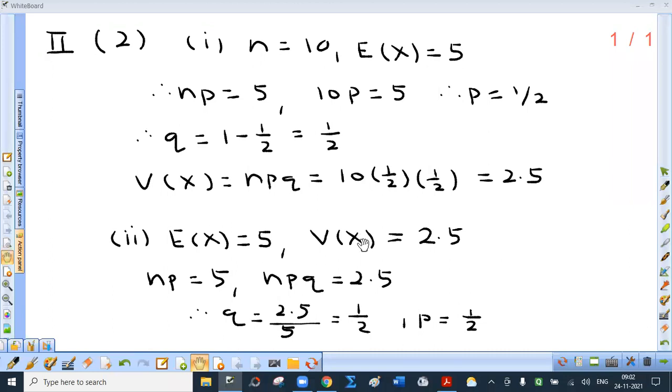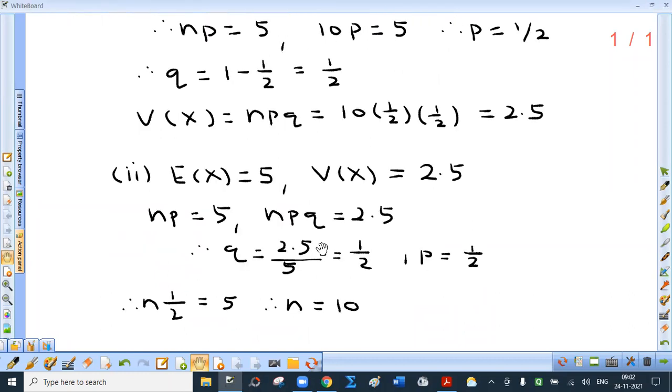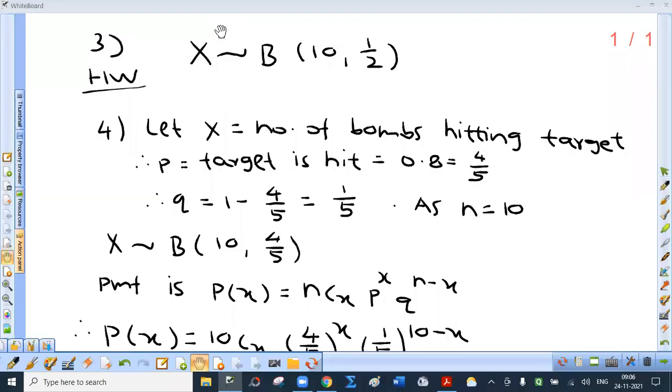In the second part, E of X is given to be 5 and V of X is given to be 2.5. So np is 5, npq is 2.5. So what is q? Half. p is half. Now put p equal to half in np equal to 5. So n into half equal to 5. That is n equal to 10. Third sum is for homework.